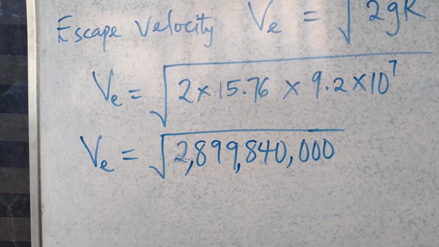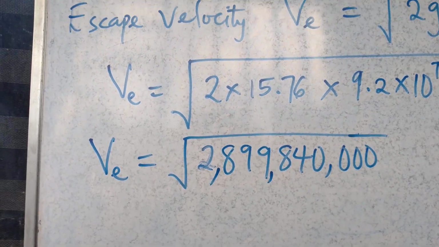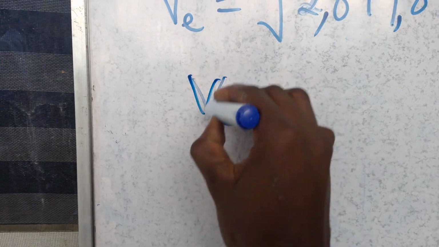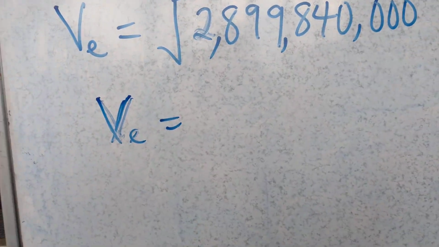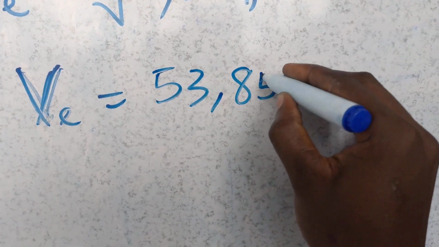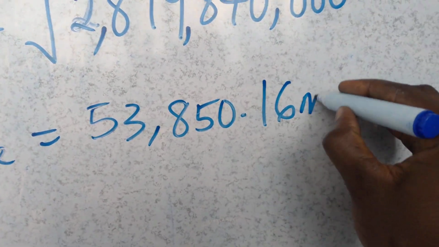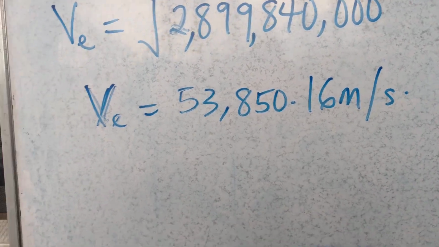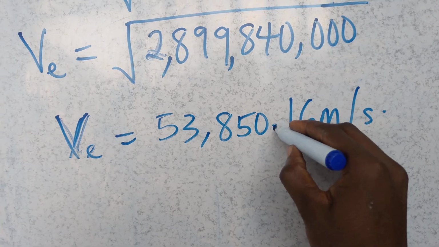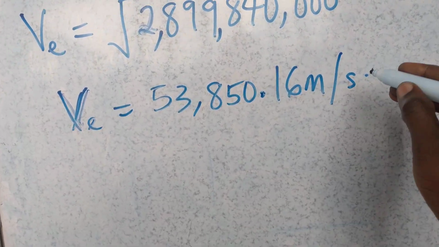Okay, so this now will be the square root of that. The square root will give me 53,850.16 meters per second. That is it.